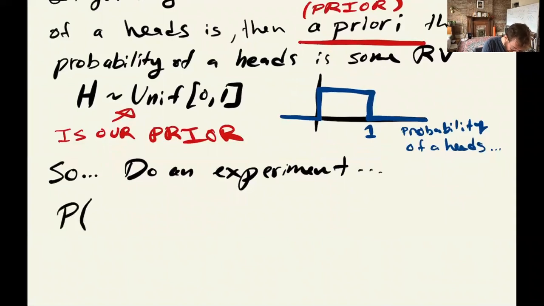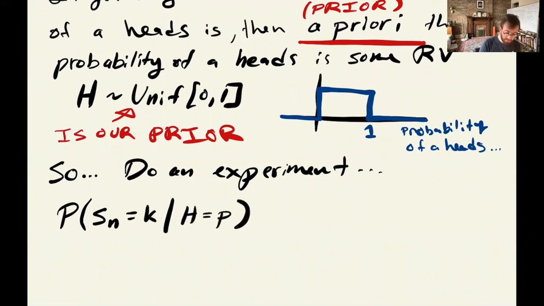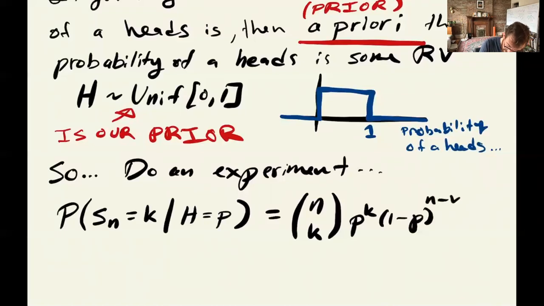So we know the probability of, let's say, k heads out of n flips, conditioned on the fact that h is equal to p, that's our probability of a heads. Well, this is a familiar formula. It's n choose k, p to the k, 1 minus p to the n minus k. This is our usual binomial formula.